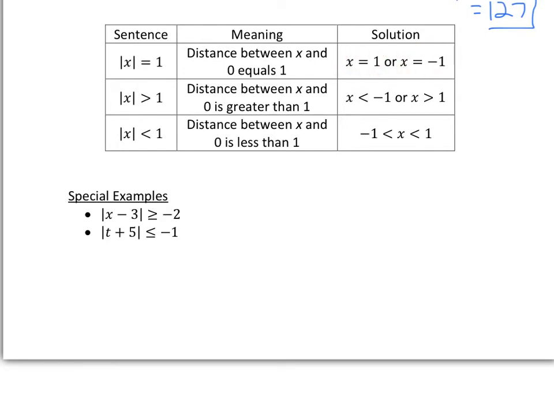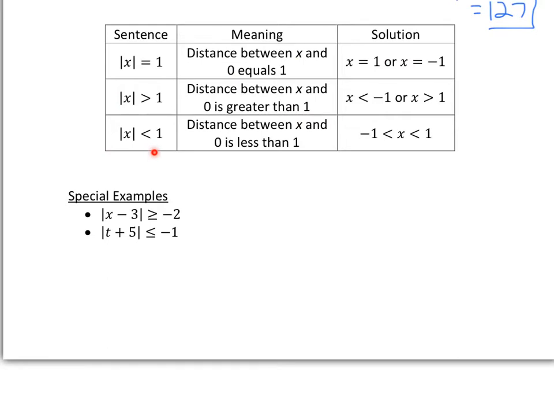If the absolute value of x is greater than 1, that tells us that the distance between x and 0 is bigger than 1. So if the distance between x and 0 is bigger than 1, that means x could either be greater than 1, or it could be less than -1. So two options here. In order for this sentence to be true, x is either greater than 1 or less than -1.